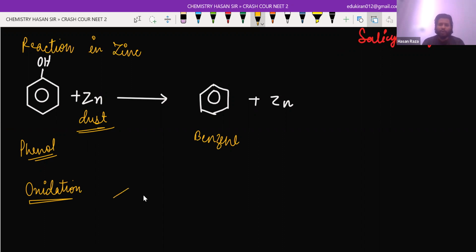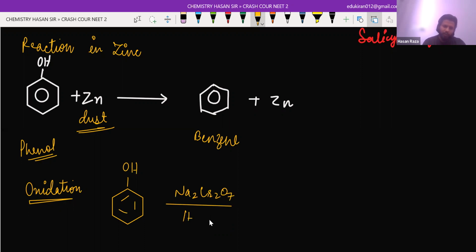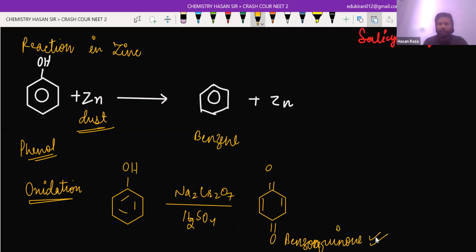Oxidation. If you are going to oxidize this phenol, it will be converted into benzoquinone. This is your phenol, and if you want to oxidize it, see what will happen. We are going to use Na2Cr2O7, that means sodium dichromate, in the presence of H2SO4. So this will be oxidized into benzoquinone. This has a common name, benzoquinone. So it's very, very easy.